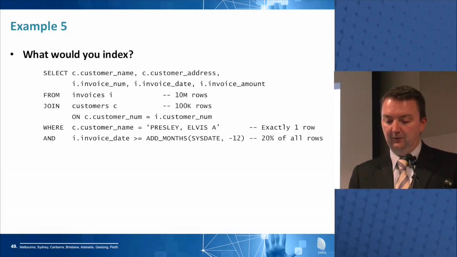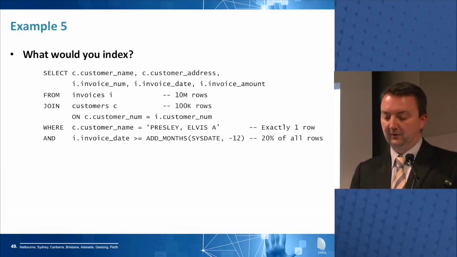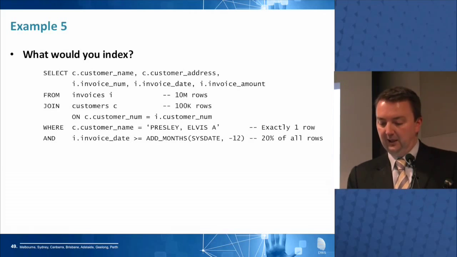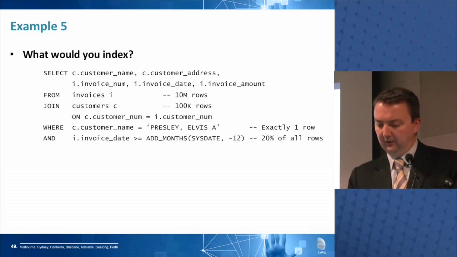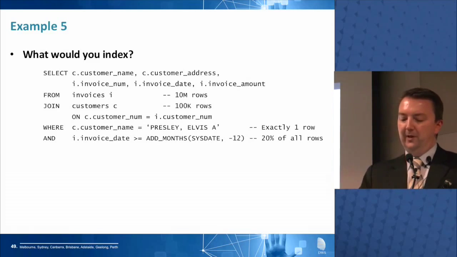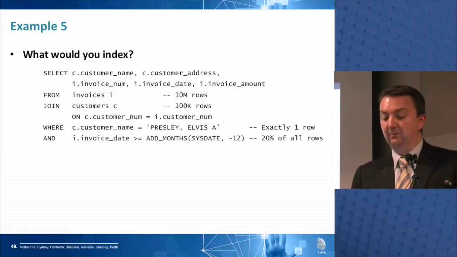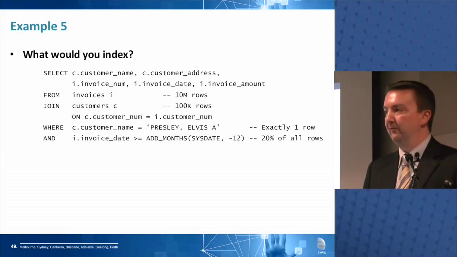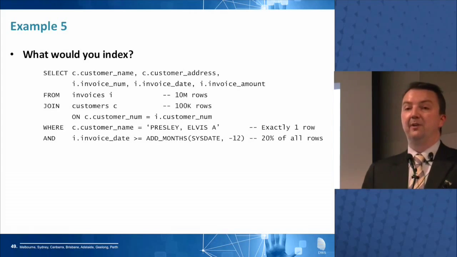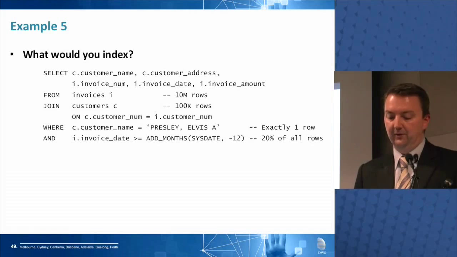We've got two conditions there. We're filtering on the customer where the name equals Presley, Elvis A, and there's exactly one row in the customers table for Presley, Elvis A. And the invoice date, just looking at invoices, not just invoices for Elvis, but invoices for everybody, greater than or equal to add month sys date minus 12. So invoices produced in the last 12 months is 20% of all rows in the invoices table. Not all of which are going to have been sent to Elvis, of course. Very few of them, you might imagine, would be sent to Elvis.